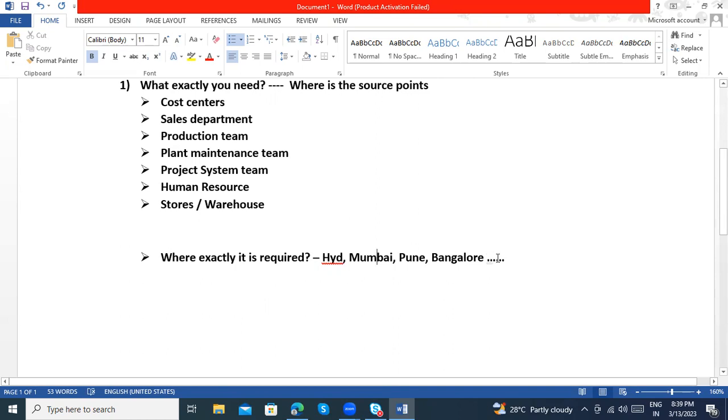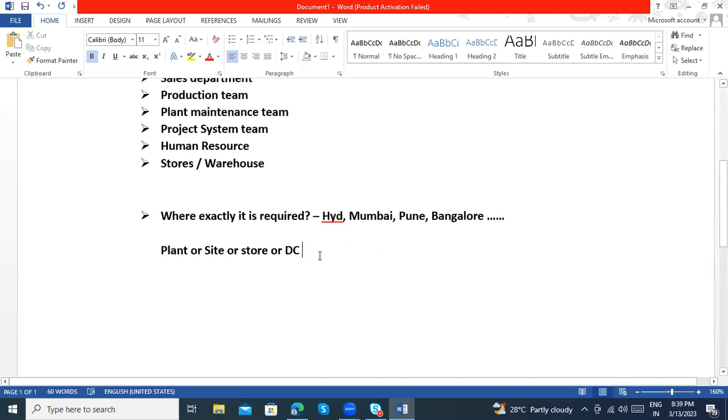That location we call the plant, or we can say site. In the retail industry they will call it a site, and in the normal manufacturing industry they will call it a plant. Sometimes they call it a store, or some people say DC, distribution centers, from distribution centers to stores. It depends on the industry, they can use different names. So let's assume I got the requirement from Hyderabad.